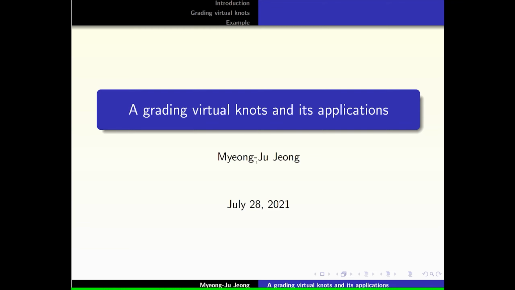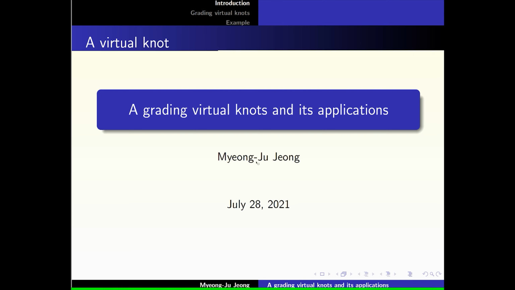Today I will talk about grading virtual knots and its applications. We will study how to grade virtual knots and its applications. We will study how to compare virtual knots by using this grading. And we will also study some family tree of virtual knots.